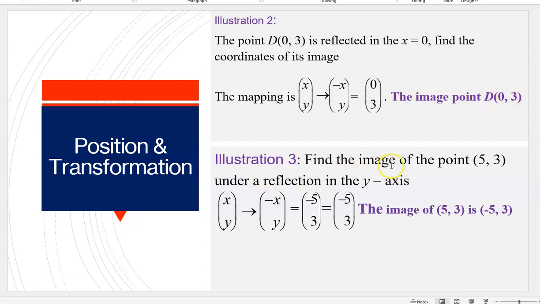Illustration 3. Find the image of the point 5, 3 under reflection in the y-axis. xy maps to negative x, y. Therefore x is negative, y is positive, and therefore you have negative 5, positive 3. The image of 5, 3 is therefore negative 5, positive 3.